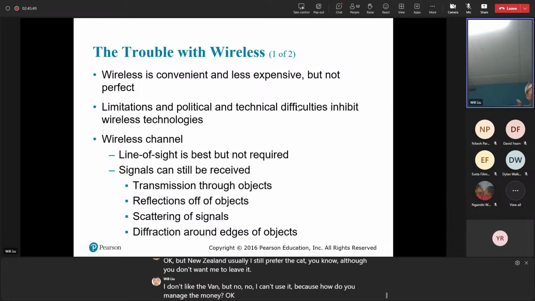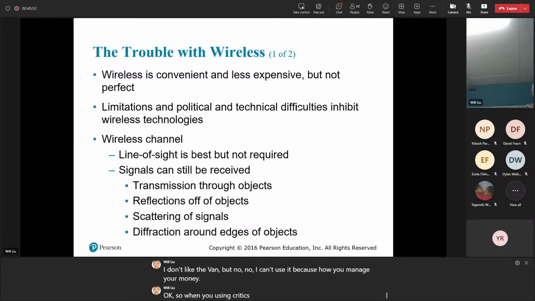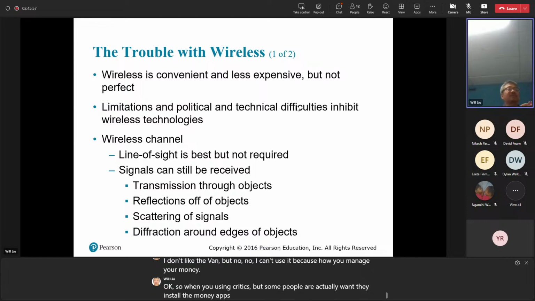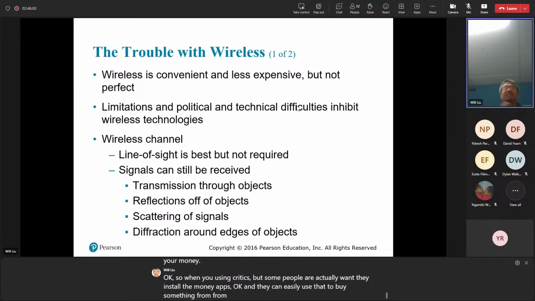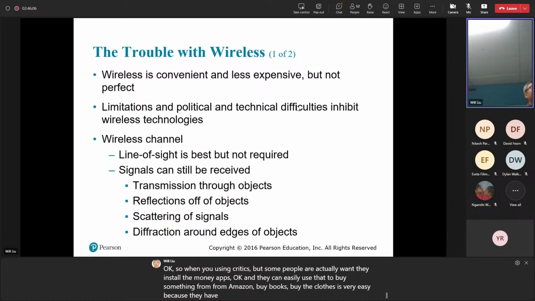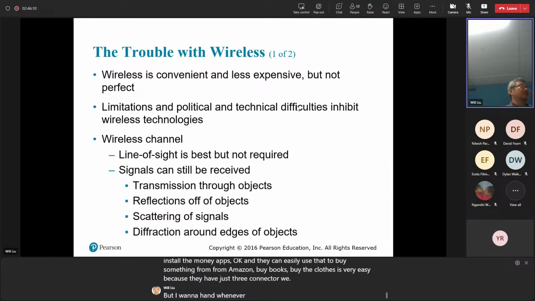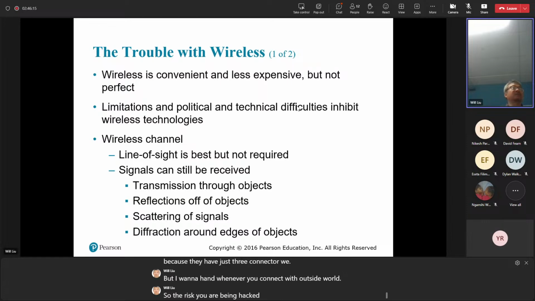So when you're using credit, some people want convenience. They install the money apps, and they can easily use them to buy something from Amazon, buy books, buy clothes. It's very easy because they can just click. But on the other hand, whenever you connect with the outside world, the risk of being hacked is quite possible. So this is why, when we use wireless, security is a really big issue.